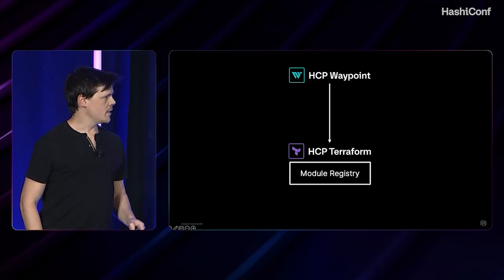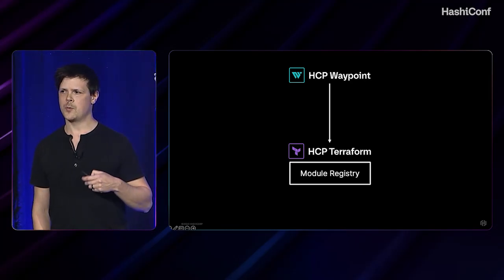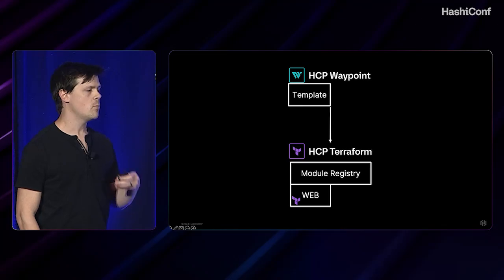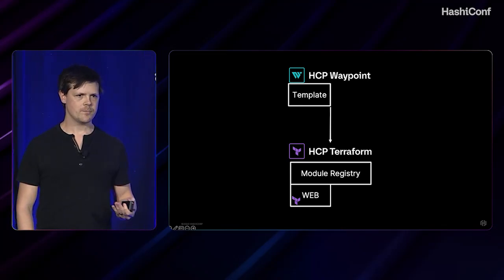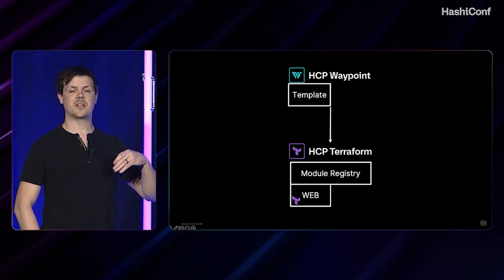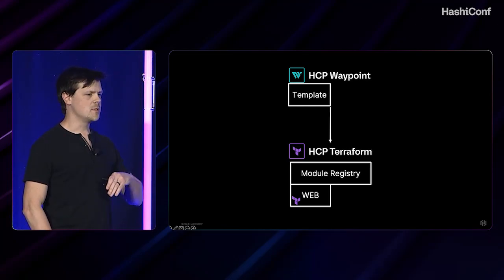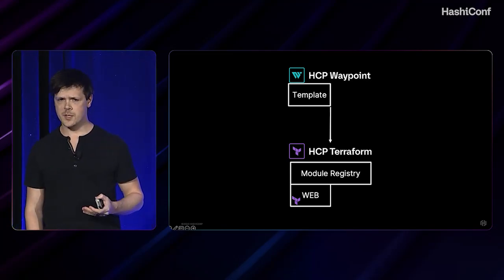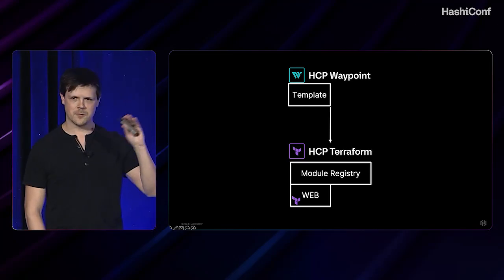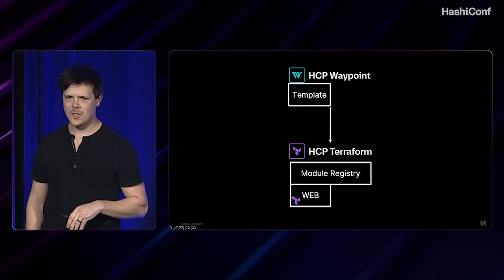On the Waypoint side, for the web server, we're going to create what's called a template. What a template does is it points to a module in our registry and gathers some metadata around it. So things like information about the variables, any specific instructions for developers using it. You can put tags and labels on it so you can easily find it in your list of templates.